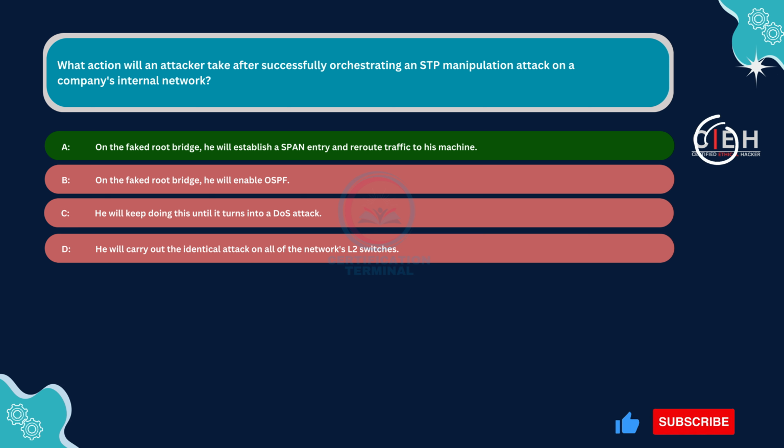Option D is incorrect. While an attacker may attempt to expand their attack to other layer 2 switches in the network, performing the identical STP manipulation attack on all switches may not be the immediate next step. Additionally, the effectiveness of such an attack on multiple switches would depend on the network topology and configuration. Therefore, while it's a potential course of action, it may not be the immediate step after one successful attack.